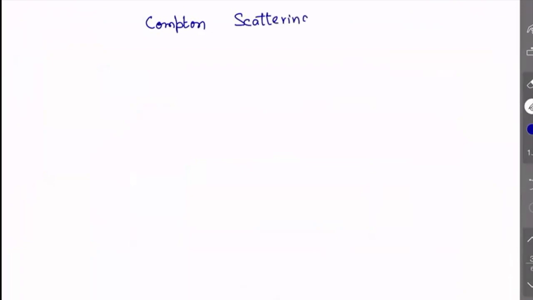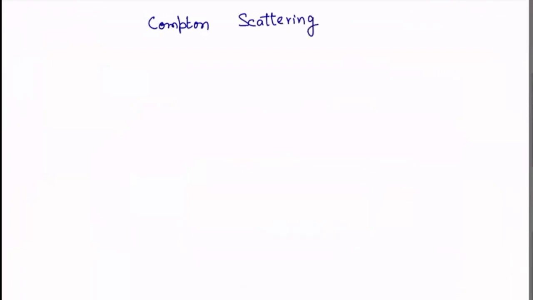So today we are going to talk about Compton scattering. It's a process where we can actually see the change in the wavelength of a scattered photon. What happens in Compton scattering is that there is a decrease in energy of an X-ray or gamma ray photon when it is scattered from matter.